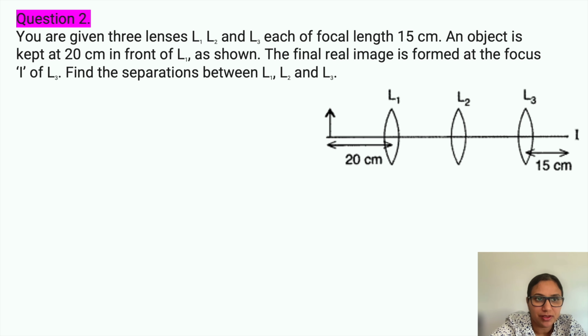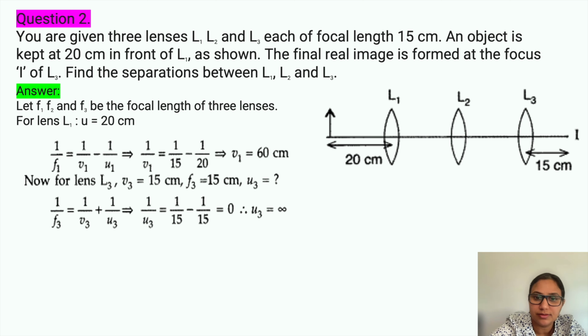Question number 2. You are given three lenses L1, L2 and L3, each of focal length 15 centimeter. An object is kept 20 centimeter in front of L1 as shown in the figure. The final real image is formed at the focus of L3. Find the separation between L1, L2 and L3. As you can see here, it is the same as the previous question.